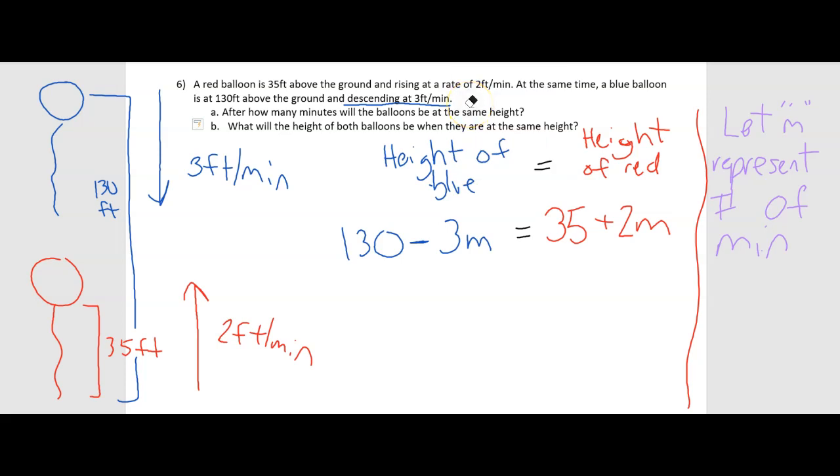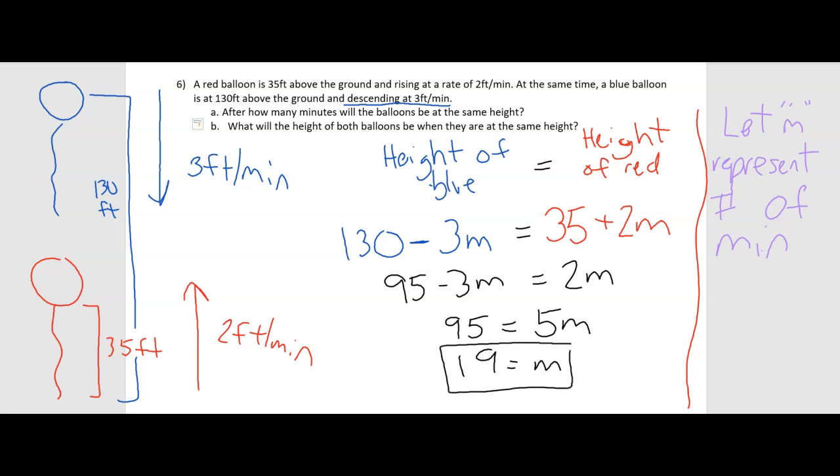I'm going to subtract 35 from both sides. So that's going to give me 95 minus 3m is equal to 2m. Again, I just subtracted 35 from both sides. Now I'm going to add 3m to both sides. So I get 95 is equal to 5m. And then I'm going to divide both sides by 5. So I'm going to get m is equal to 19. So at 19 minutes, the balloons will be at the same height.